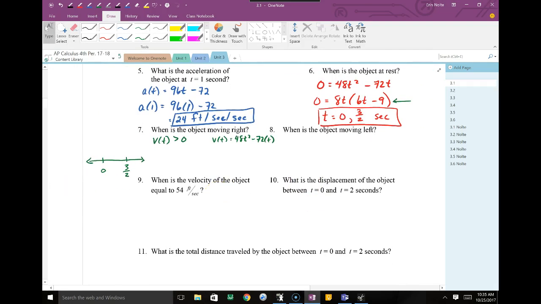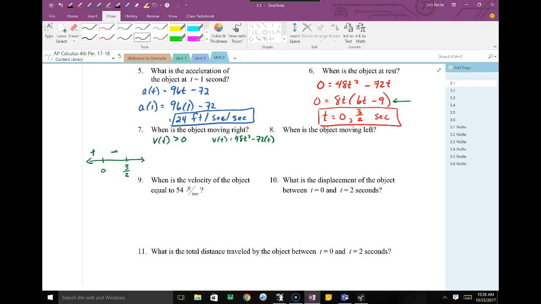If I plug in a number less than 0, give me a number less than 0. -1, that's a nice easy number. If I plug in -1, will I get a positive or a negative value? Okay, so I get a positive in that interval. Now I need a number between 0 and 3/2. What's a number between 0 and 3/2? 1. If I plug 1 into my velocity, would I get a positive or a negative? Negative.